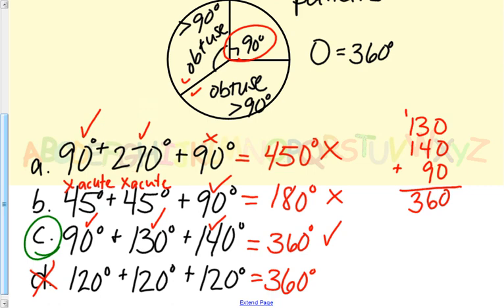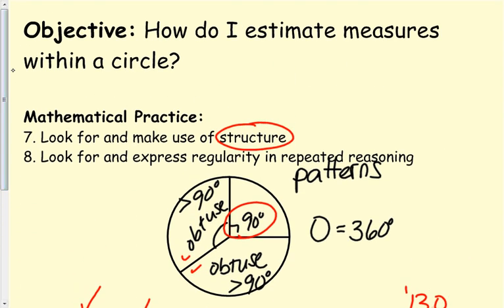And the biggest takeaway here is that we look at this circle first before we do anything else and decide, what can I already tell about this circle? What do I know about right angles, straight angles, acute angles, and obtuse angles to help me estimate what's inside of this circle?